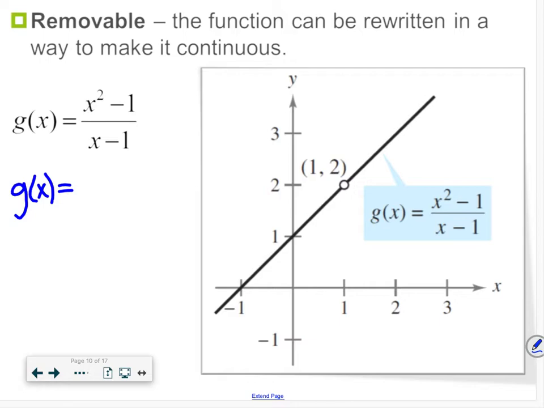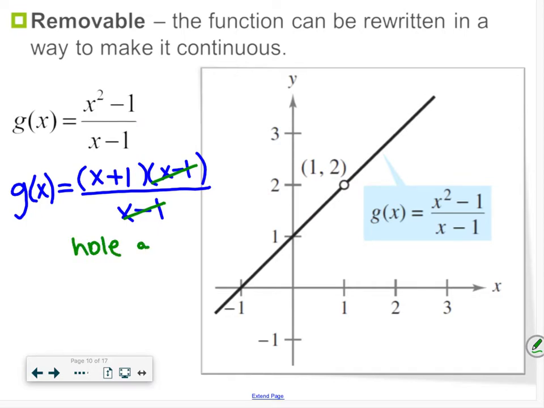I know. Okay, so let's talk about algebraically how we would know that this is a removable discontinuity. What can we do to the numerator? Factor. Thank you for your enthusiasm, Eli. Okay, since our x minus 1s cancel out, that tells us that we have a hole at x equals 1. So we have a removable discontinuity.